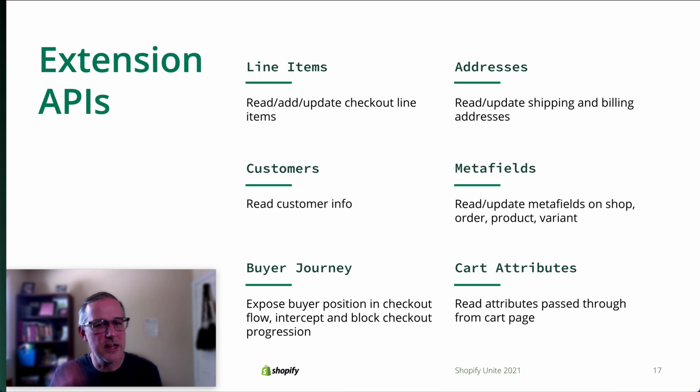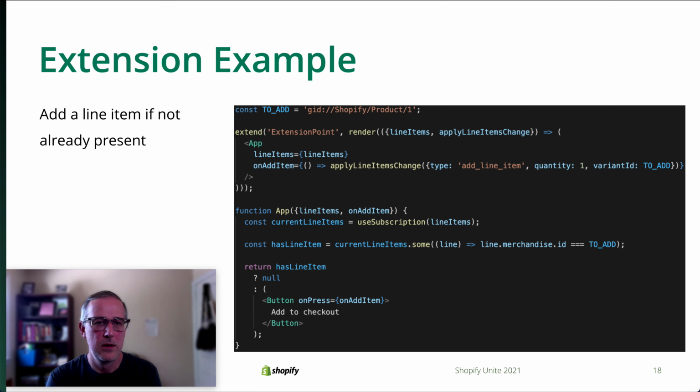Finally, you can access attributes defined in the cart that was used to start the checkout. Since the cart page lets you do more complex customizations, including custom liquid templates, this means you can put a more complex customization on the cart page, and then pass the result of that into the checkout through cart attributes. When you put all these APIs together, you can build quite powerful customizations.